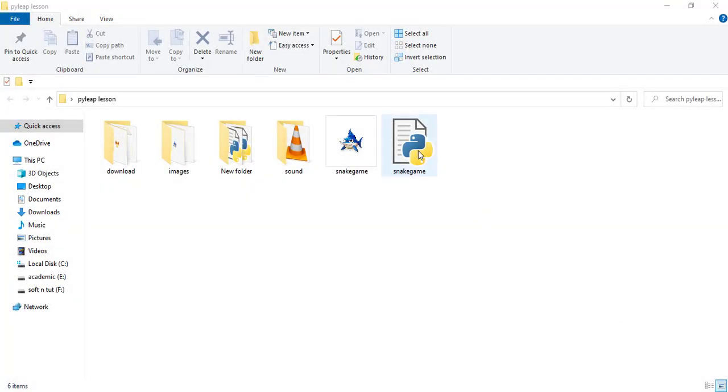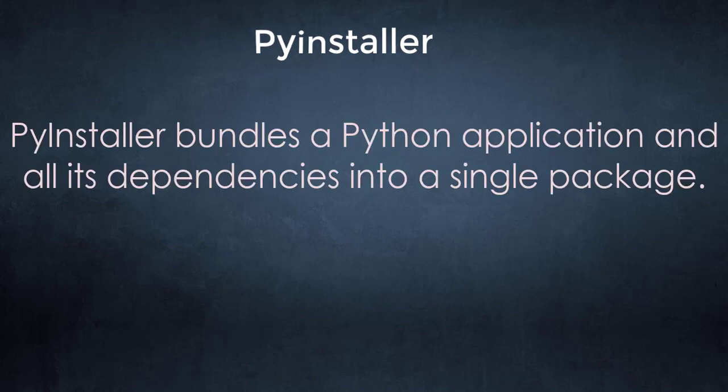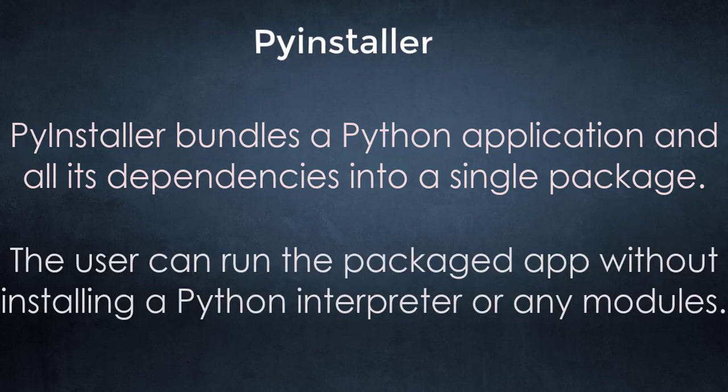To convert our Python file into an executable file, I'm going to use another module that is called PyInstaller. PyInstaller bundles a Python application and all its dependencies into a single package, so that the user can run the packaged app without installing a Python interpreter or any modules. When the developer finishes developing a game, he can convert it into an executable file and share it with other friends who want to play his game.